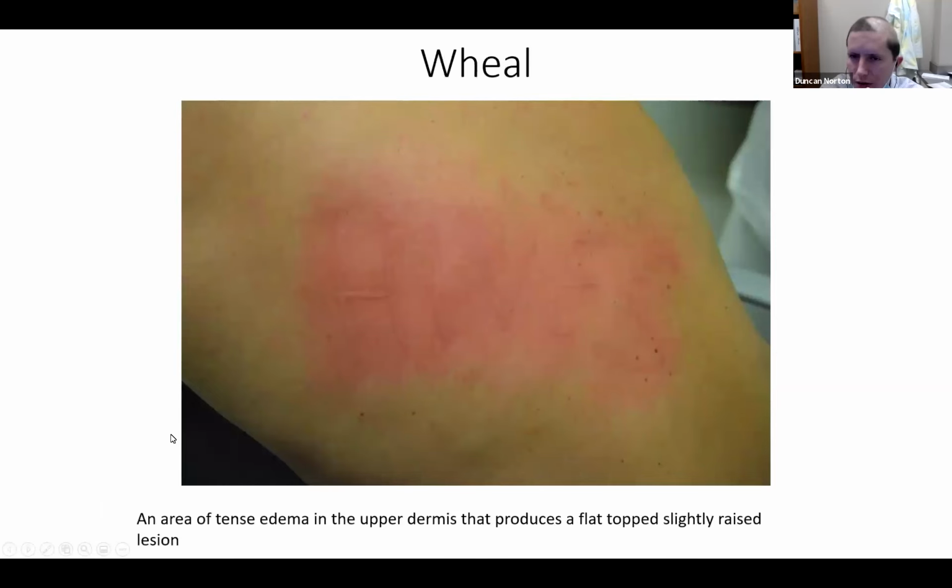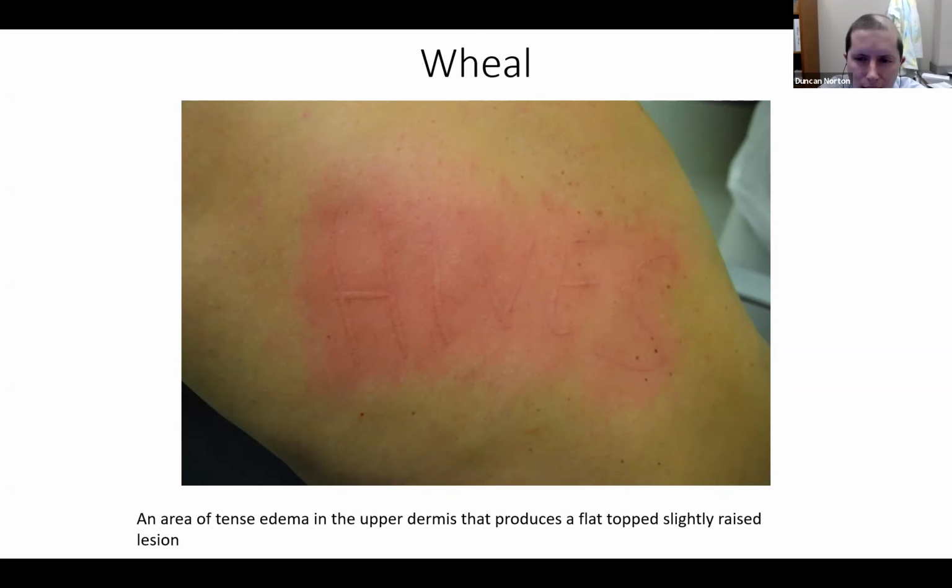Next, another raised lesion is a wheal. So think of wheals as your classic hives. That's exactly what they are. They are not permanent. They are typically caused by edema in the upper dermis. So it gives you this raised, almost flat topped lesion. They typically are not going to be as big as a nodule, or have the changes quite like a plaque.